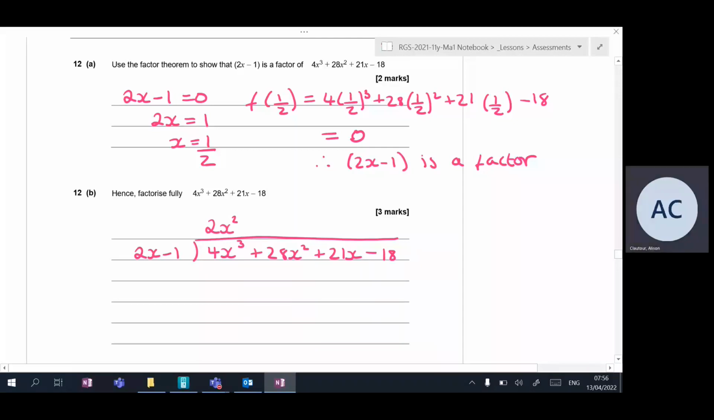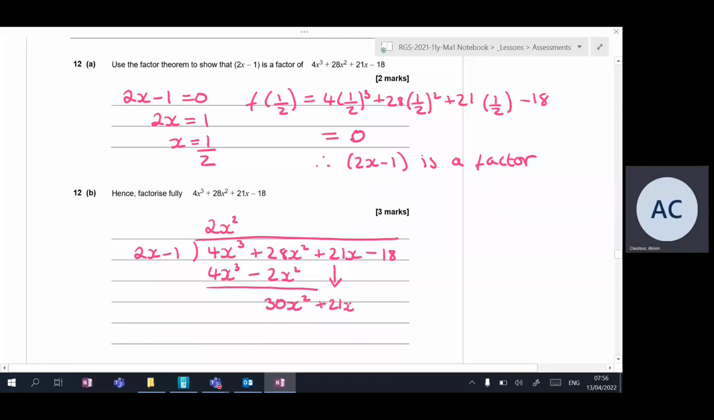I'm now going to multiply my expression by 2x squared to find my remainder. So I know that first term gives me 4x cubed. And then minus 1 times 2x squared gives me minus 2x squared. To get the remainder, you're then subtracting. So I'm doing 28x squared minus 2x squared. So that gives me 30x squared. And obviously the 4x cubed and 4x cubed goes away. So I can then bring down the next term, so 21x.